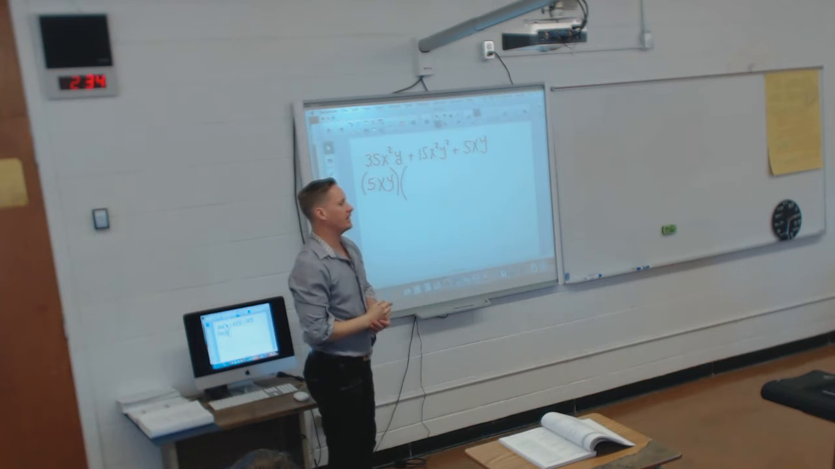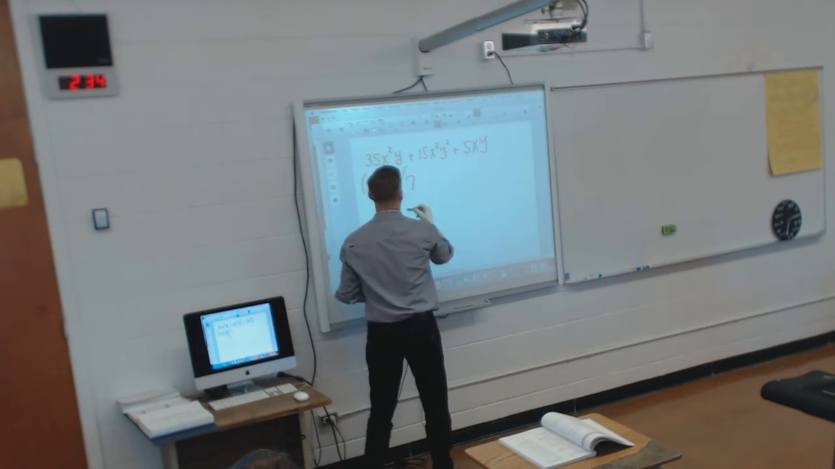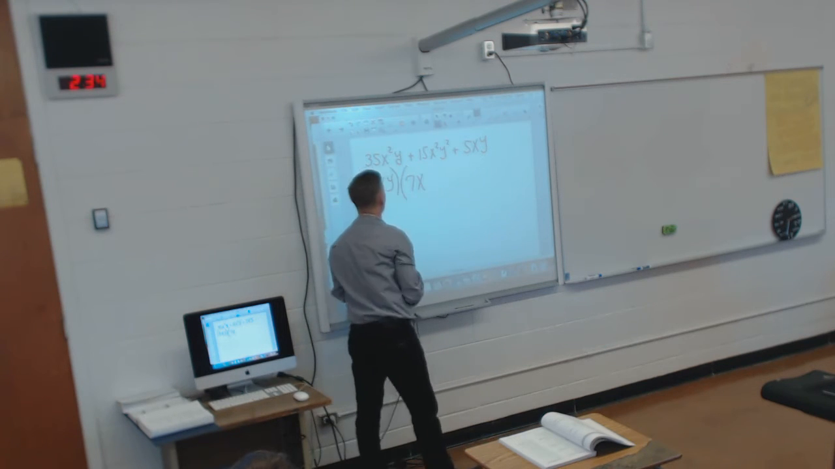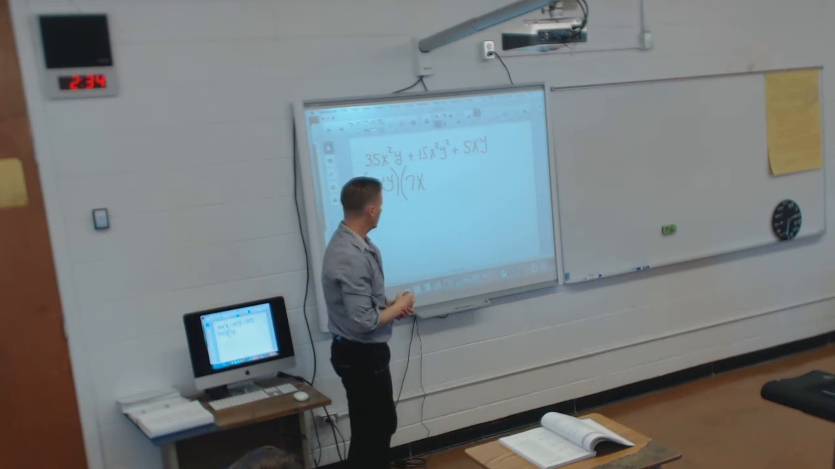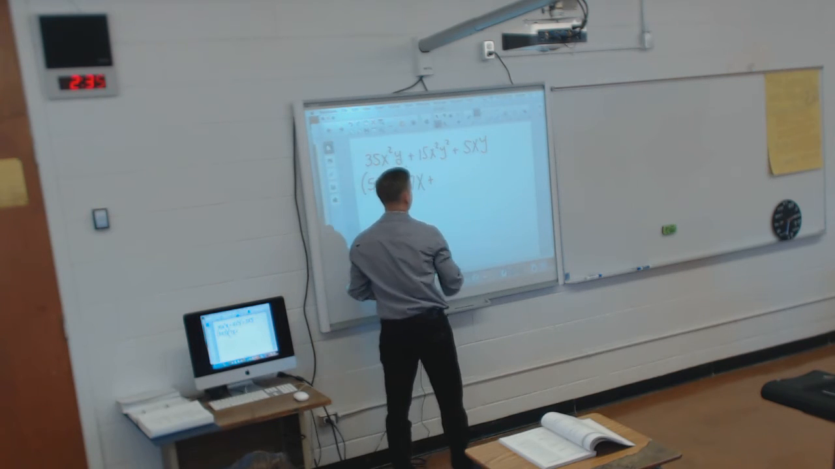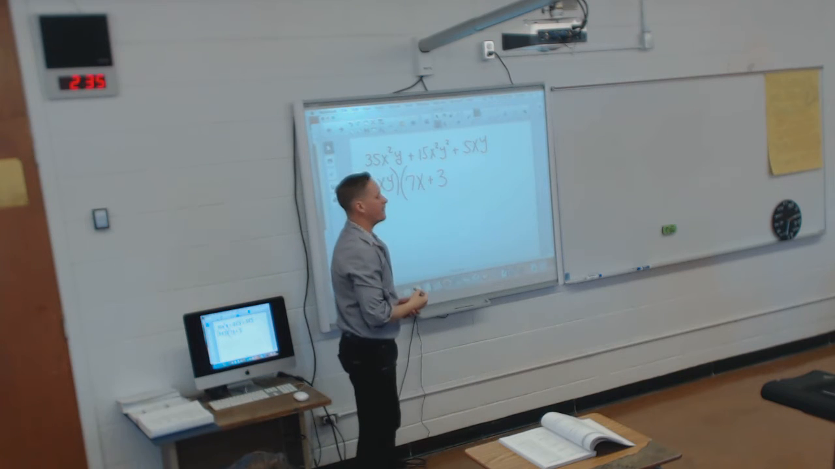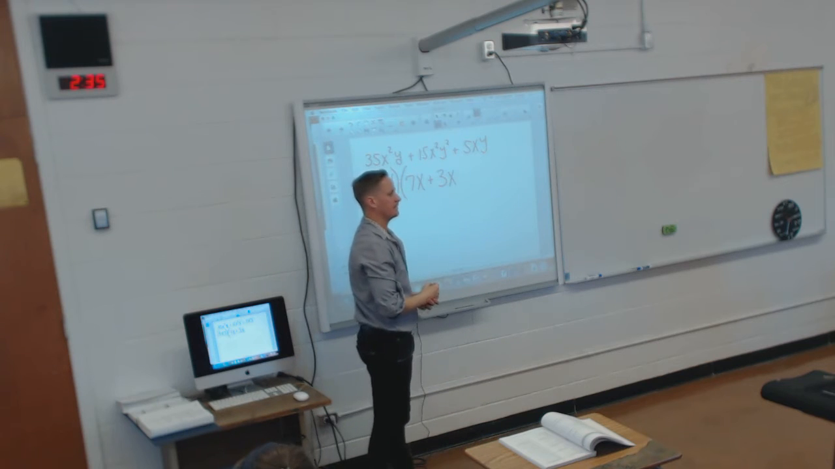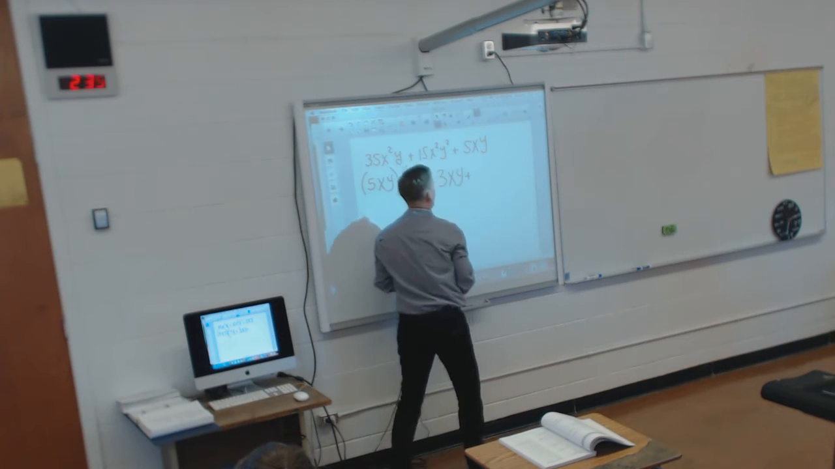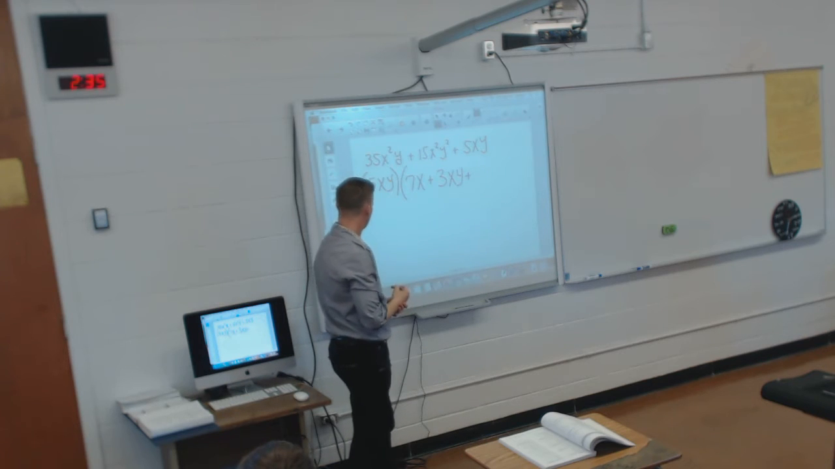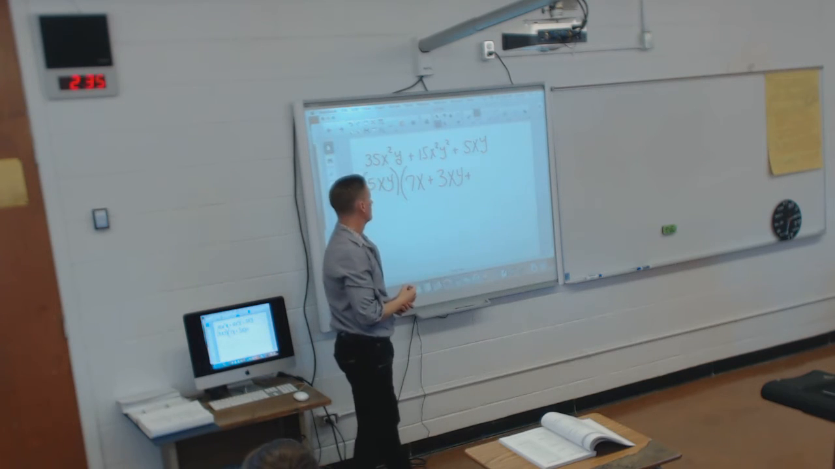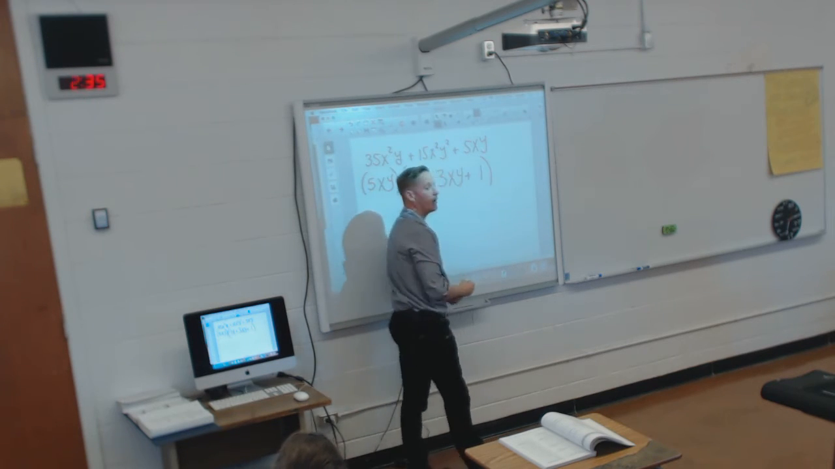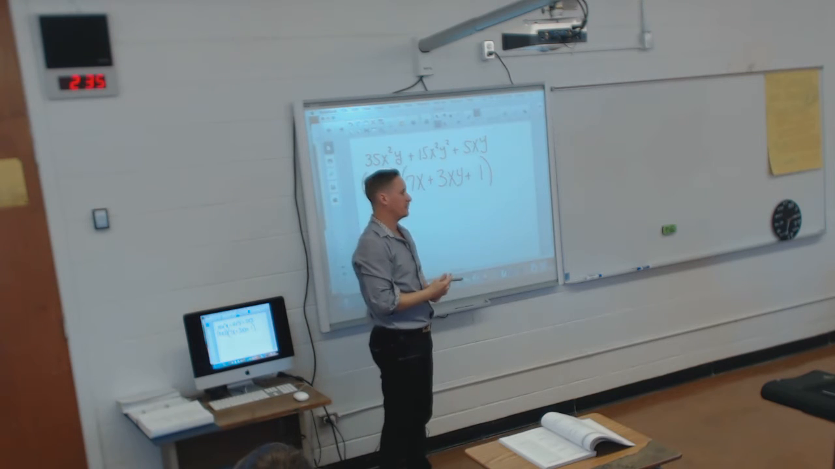Okay, 35 divided by 5. X squared divided by x. Y divided by y. Good. 15 divided by 5. X squared divided by x. Y squared divided by y. 5 divided by 5. X divided by x. Y divided by y. I have to put that 1 there.